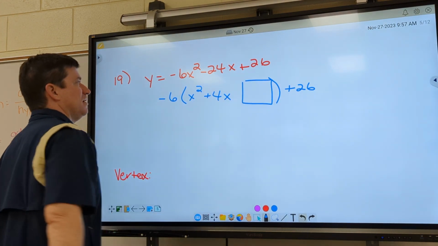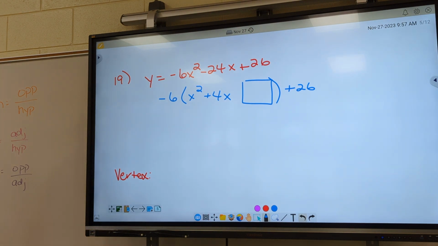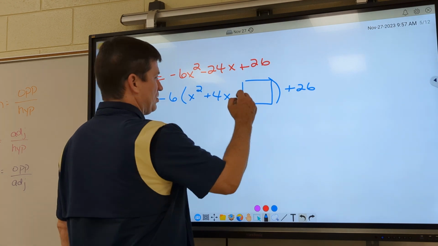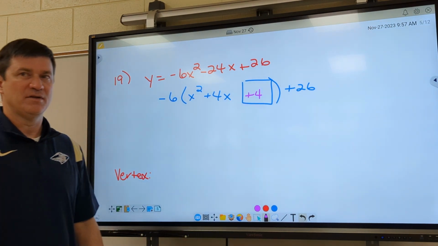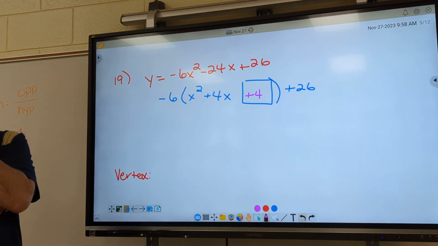All right, Ashlyn, explain to me, how do we figure out what goes in the box? 4 divided by 2, squared. Very good. So I got a plus 4 here. Do I put a minus 4 here? This one's got a trick. What's the trick?